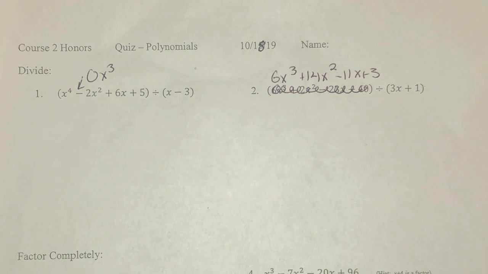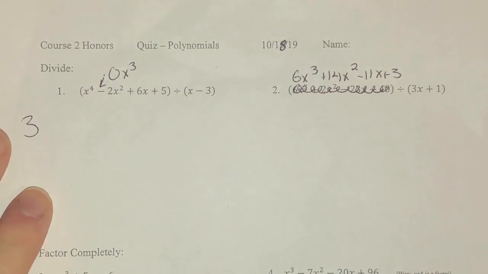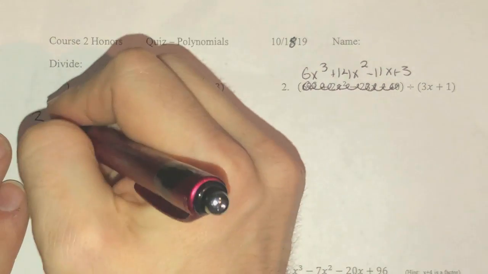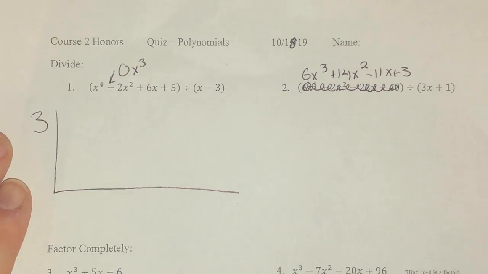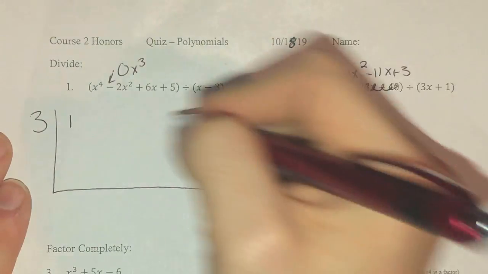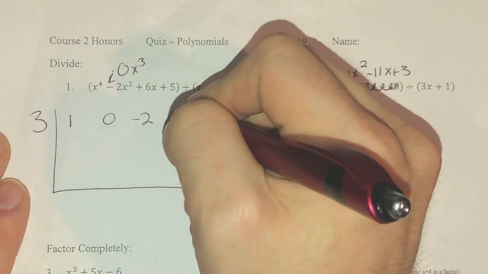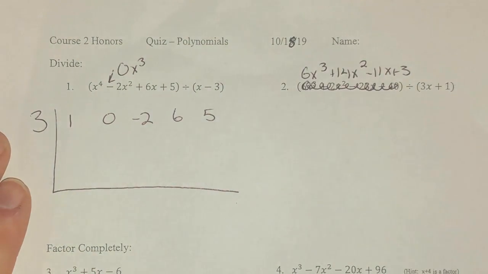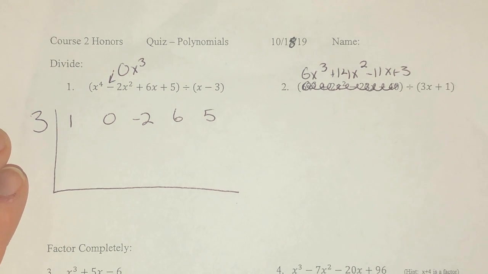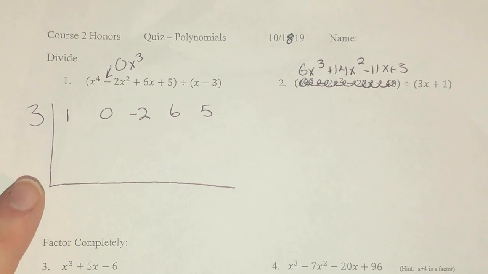I'm going to show you two different breakdowns on this, one using the box, one using synthetic division. So if you're going to do synthetic, you drop your 3, because 3 makes this 0. Okay, you do 1, 0, -2, 6, 5. Make sure you have all of your coefficients in there.